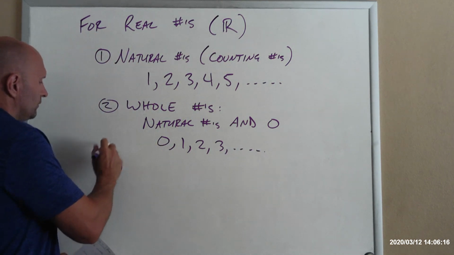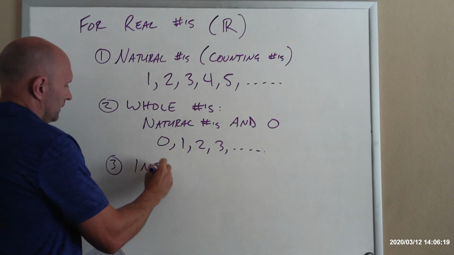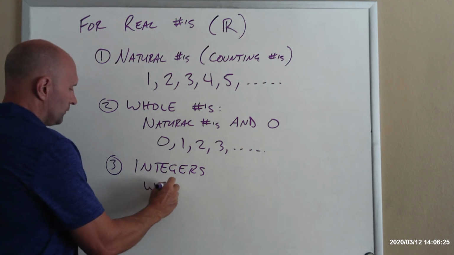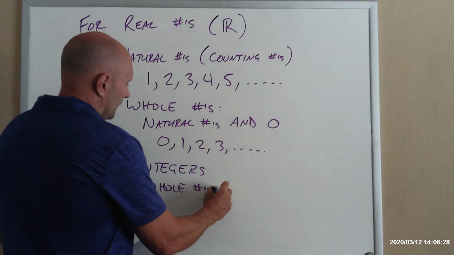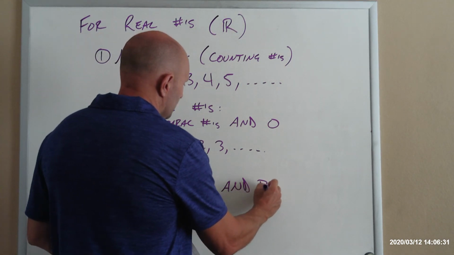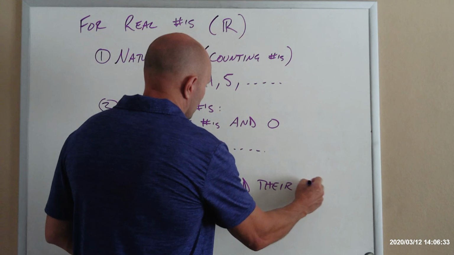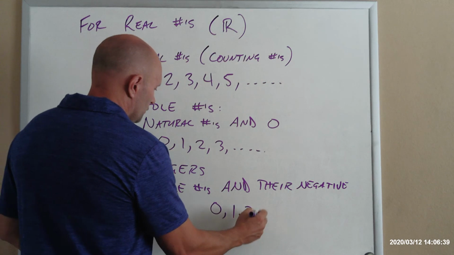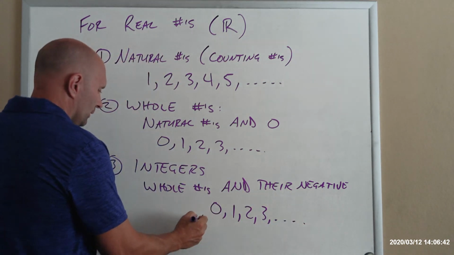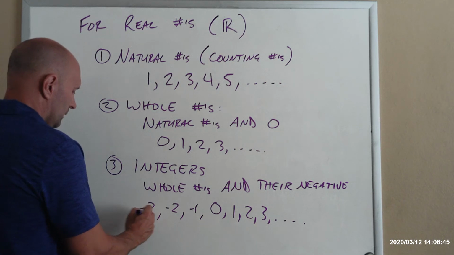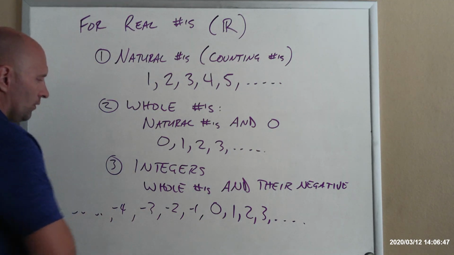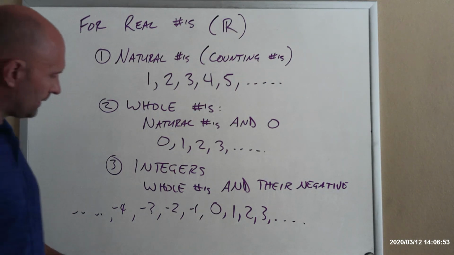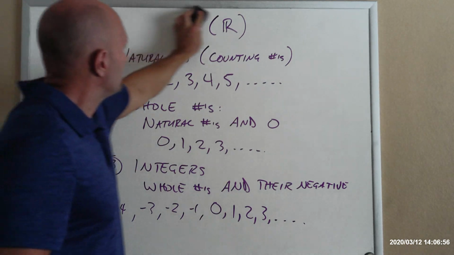And then lastly, or the third type we're going to be talking about, is integers. And these are the whole numbers and their negatives. So 0, 1, 2, 3, etc., but also going the other way. -1, -2, -3, -4, all the way down to negative infinity. All right, so that's our classification numbers.